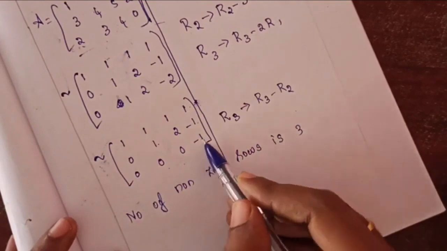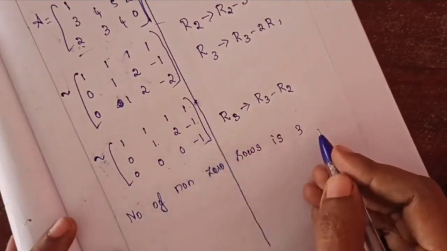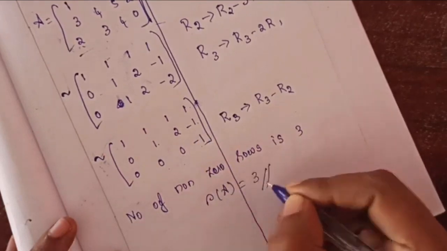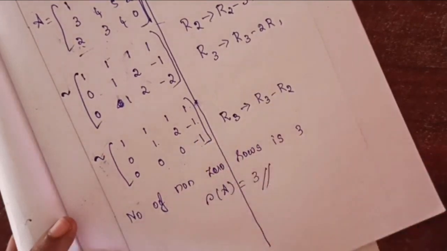This is also a non-zero row. Why? Here one element is there. So the number of non-zero rows is 3. So, rank of A is equal to 3. How many? Rank of A is equal to 3.